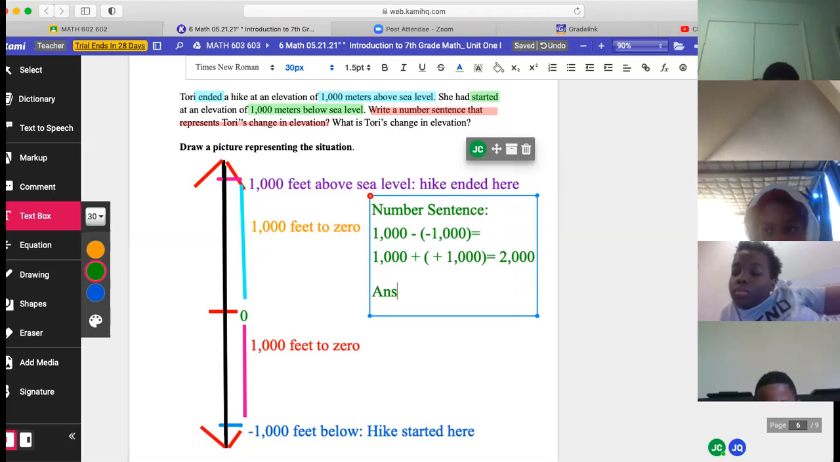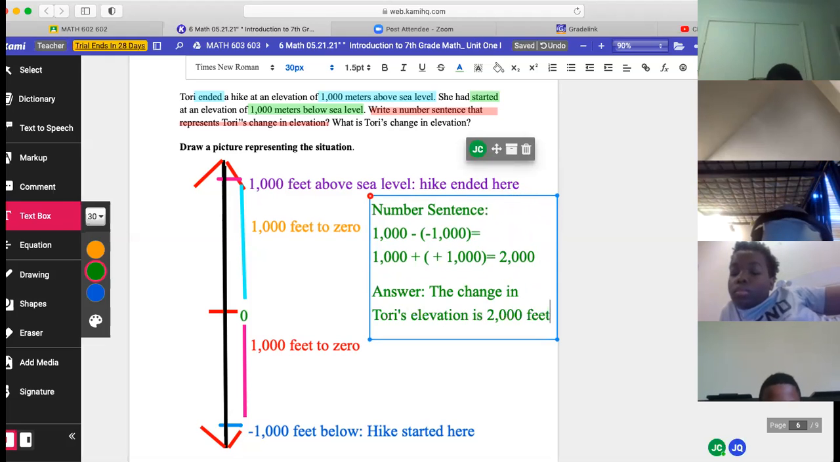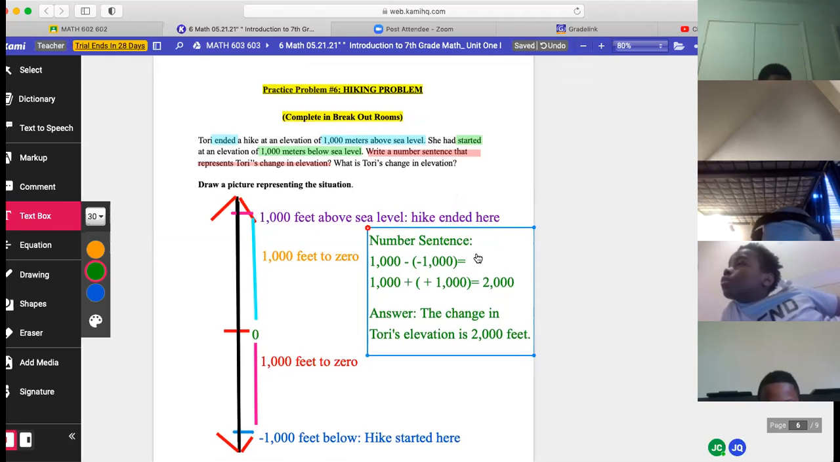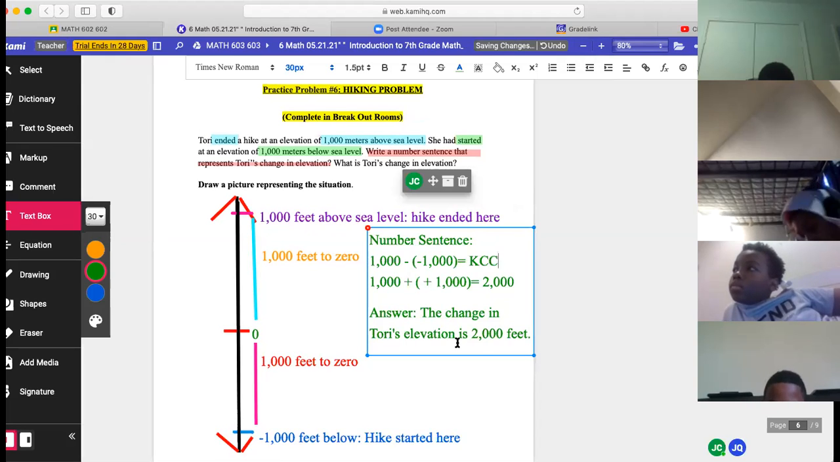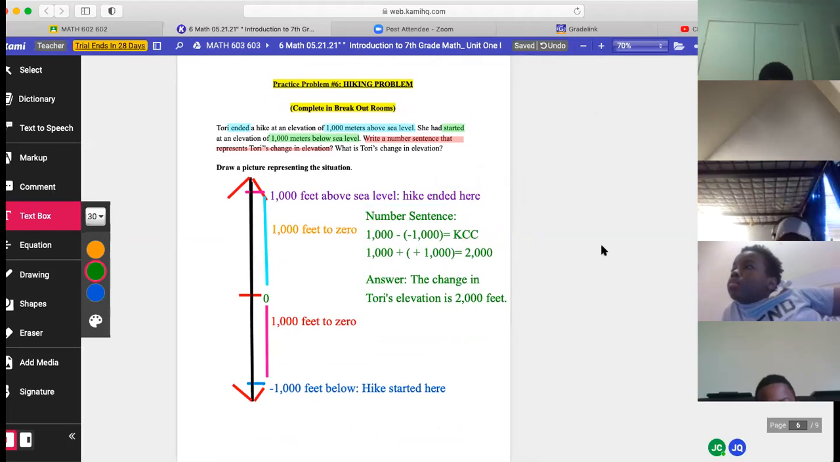The change in Tori's elevation is? 2,000. 2,000 what? 2,000 feet, right? You guys see that? What we're using here is the keep change change. We use the KCC, keep change change. The subtraction becomes plus, right? You do the additive inverse. Does that make sense for you all? Yes? Alan, I hope you're writing this down, sir.